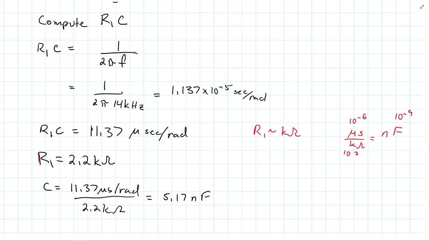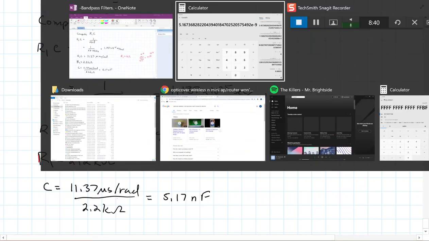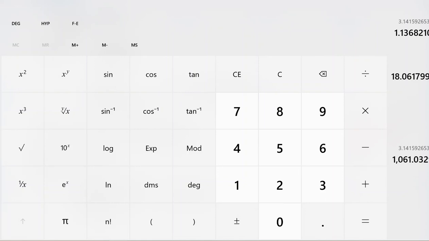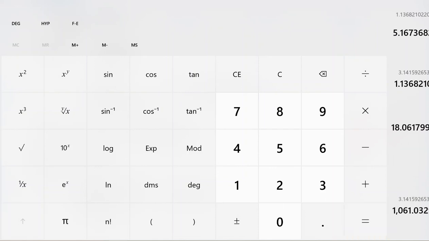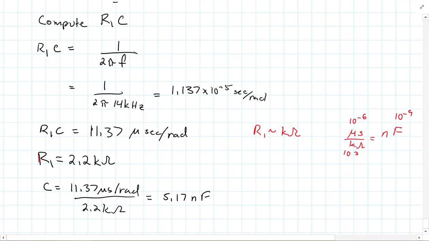So maybe I'd go back and, if we're talking about real components, there's a little bit of guess and checking. Maybe I go back and say, instead of using a 2.2 kilo ohm resistor, let's use a 4.7 kilo ohm resistor, and then you would wind up with a 2.4 nanofarad capacitor, and we have 2.2 nanofarad capacitors. So you can keep playing this game back and forth to get to something.